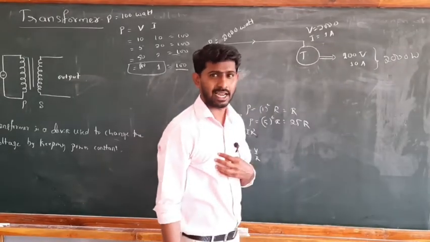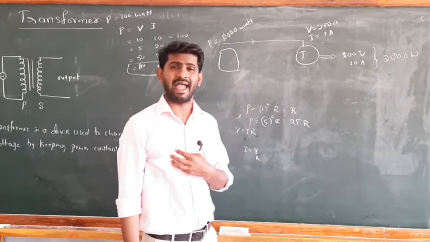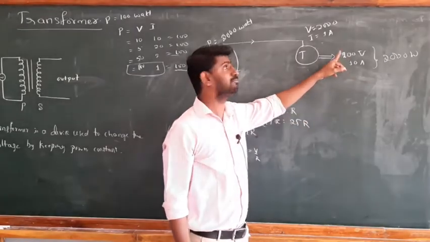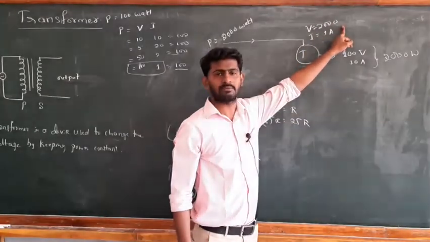So our electrical appliances are capable of handling 200 volt with a current of 10 ampere, but it is impossible to handle 2000 volt at a time.